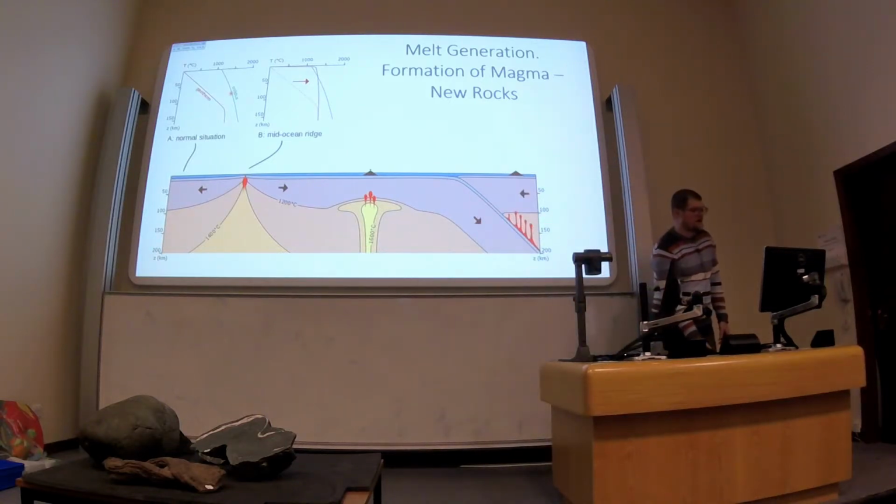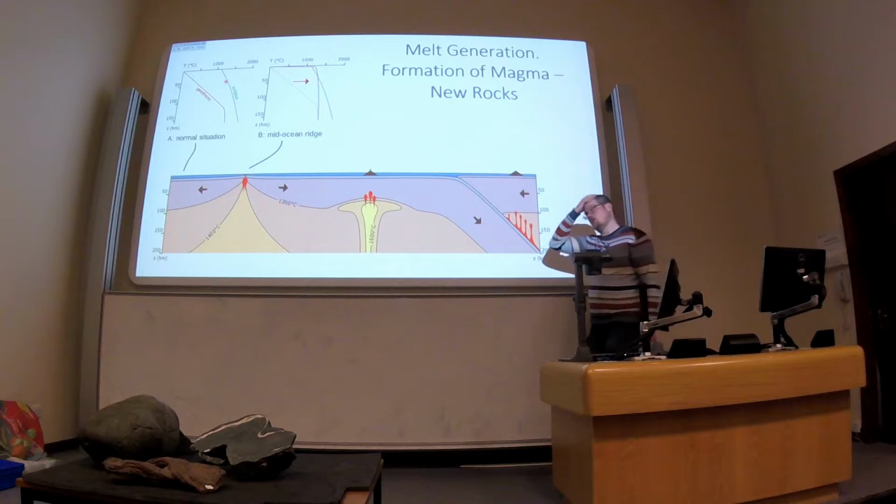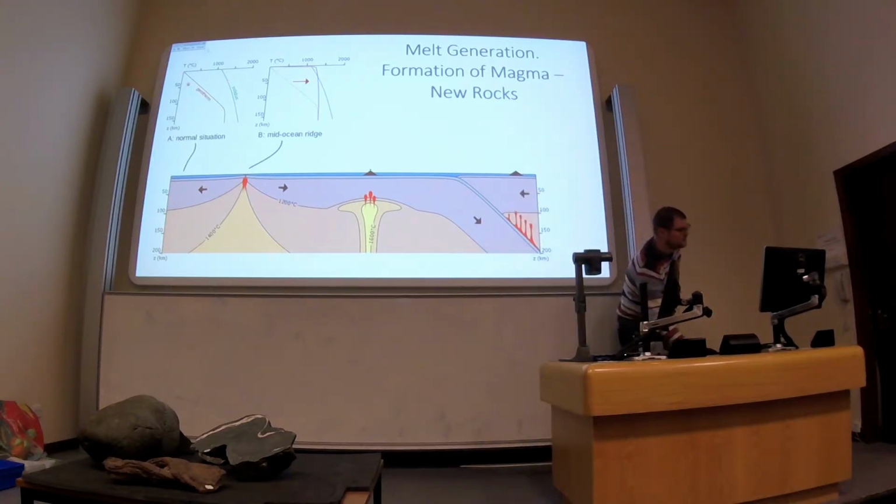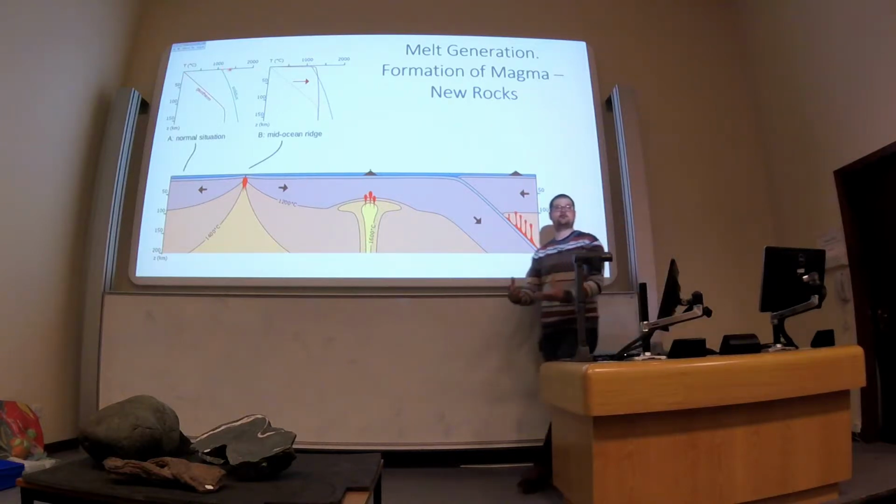Now, the green line on here is the temperature at which rocks melt. At the surface of the Earth, you have to heat up a rock to 1100 degrees Celsius for it to melt.